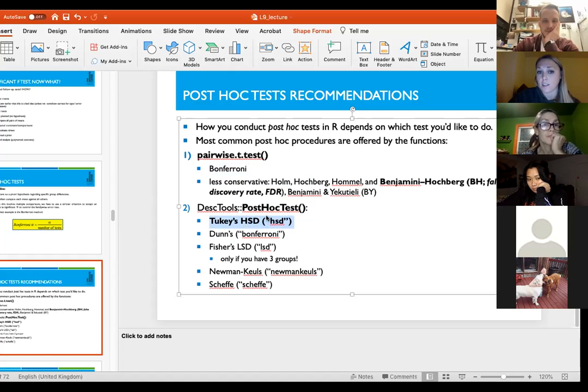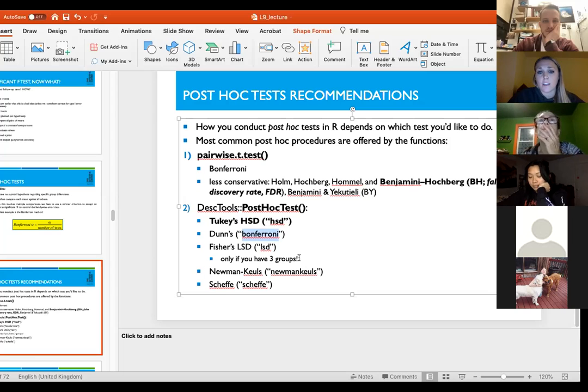HSD stands for honestly significant difference, so Tukey's HSD. Dunn's is just another word for the Bonferroni. So if you want Dunn's, you have to put in Bonferroni as the keyword here.